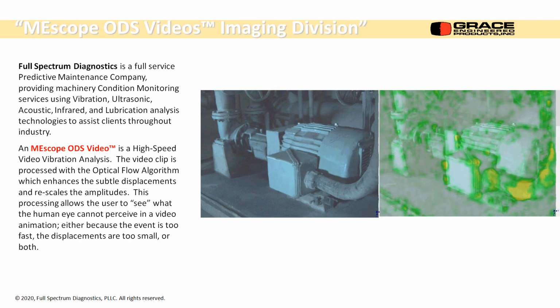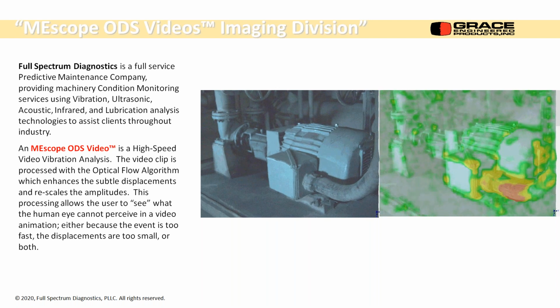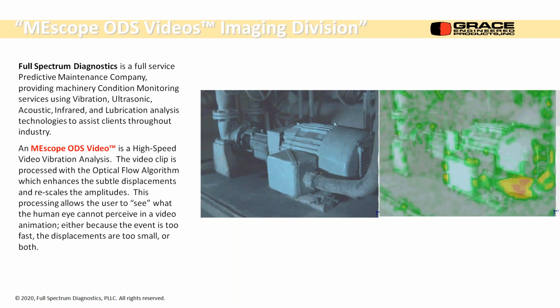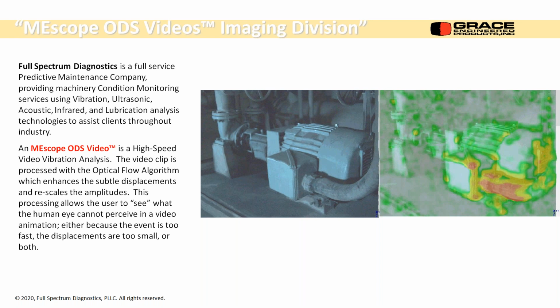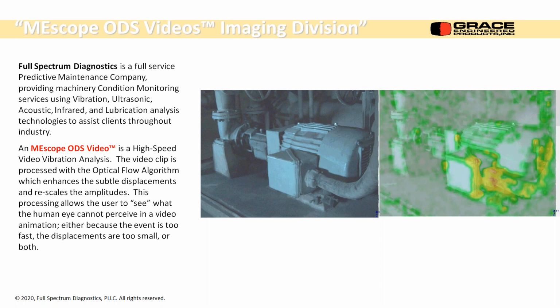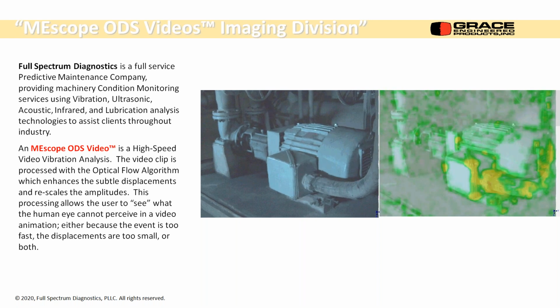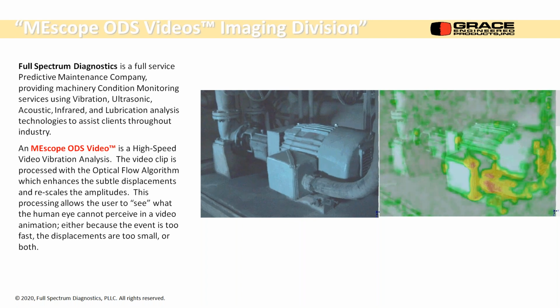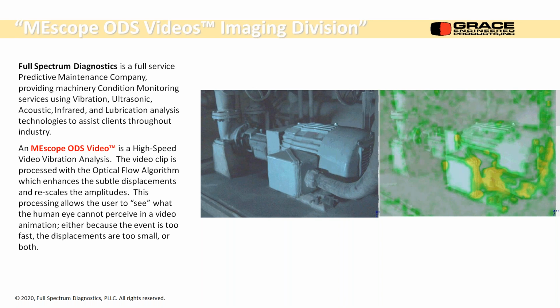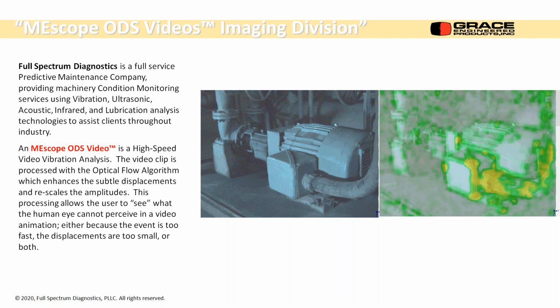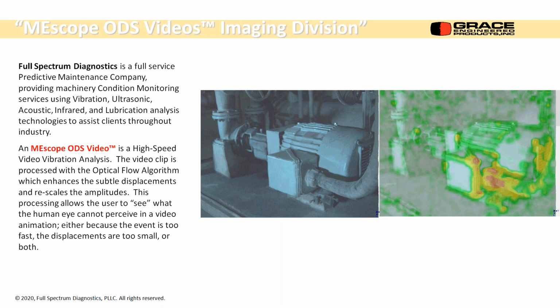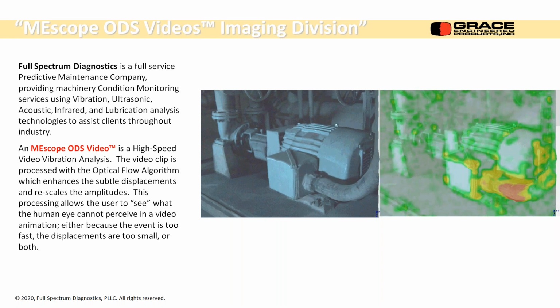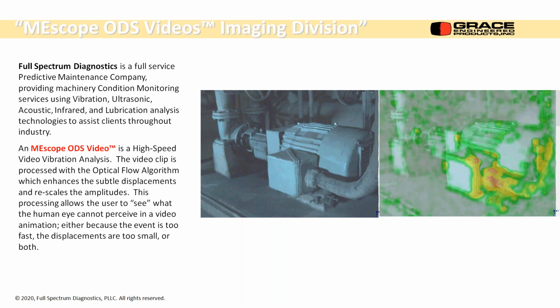We also have an imaging division. We use Imiscope ODS videos. Basically, it's a high-speed video vibration analysis. We take high-speed clips, we put them through something called an optical flow algorithm, which enhances the displacements, rescales the amplitudes, and it allows us to see what the human eye can't perceive in any video animation, either because the event's too fast or the displacements are too small, or both.